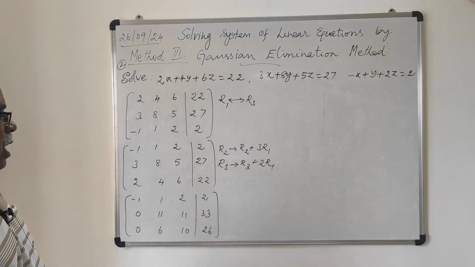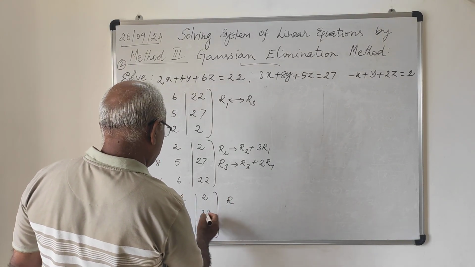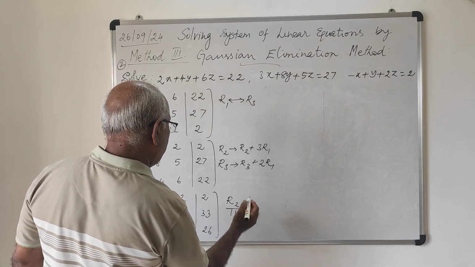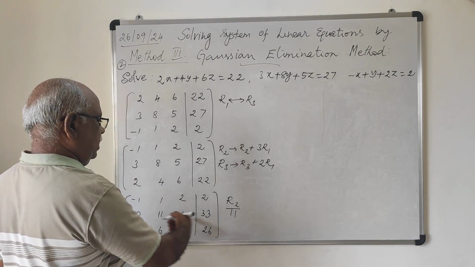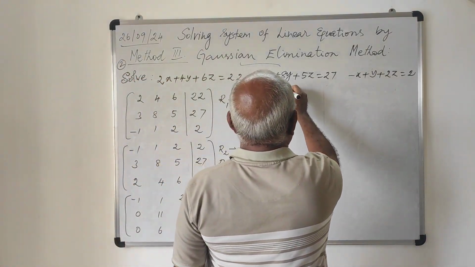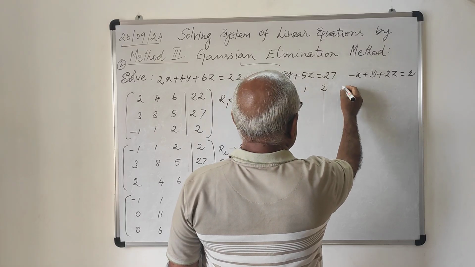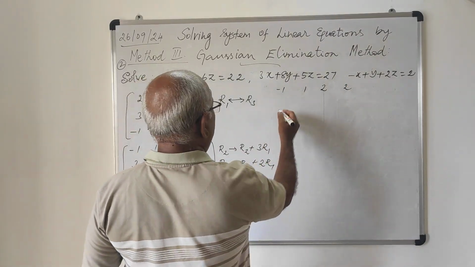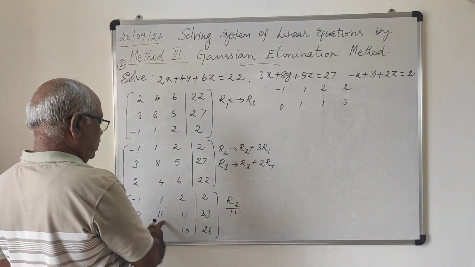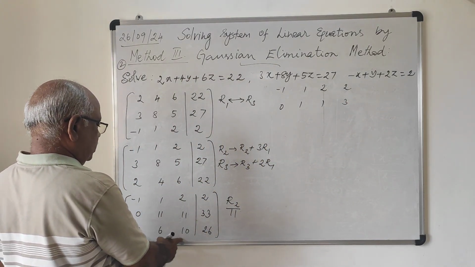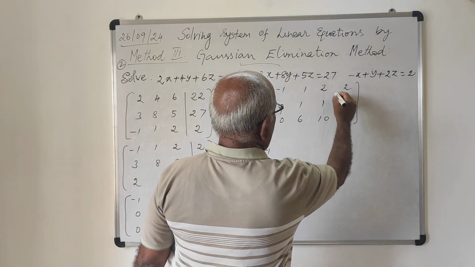Now, I divide R2 by 11 because all the R2 elements are divisible by 11. I divide R2 by the same factor 11. I get minus 1, 1, 2, 2. This is 0, 1, 1, 3. 11 divided by 11, 1, 1, 3. This is 0, 6, 10, 26. That was right actually.